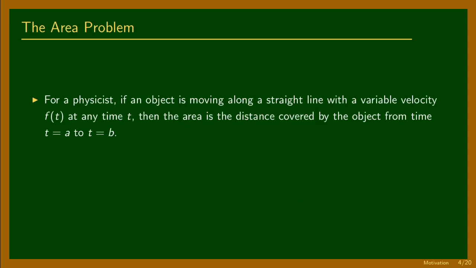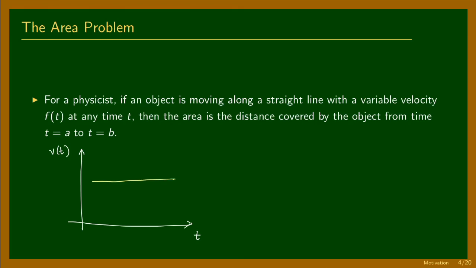For example, for a physicist, if an object is moving along a straight line with a variable velocity f of t at any time t, then the area represents the total distance covered by the object from time t equals a to t equals b. As an example, if let's say this is the velocity versus time graph, if let's say the object is moving along a straight line at a constant velocity, so it looks like this, the graph is like this, right?